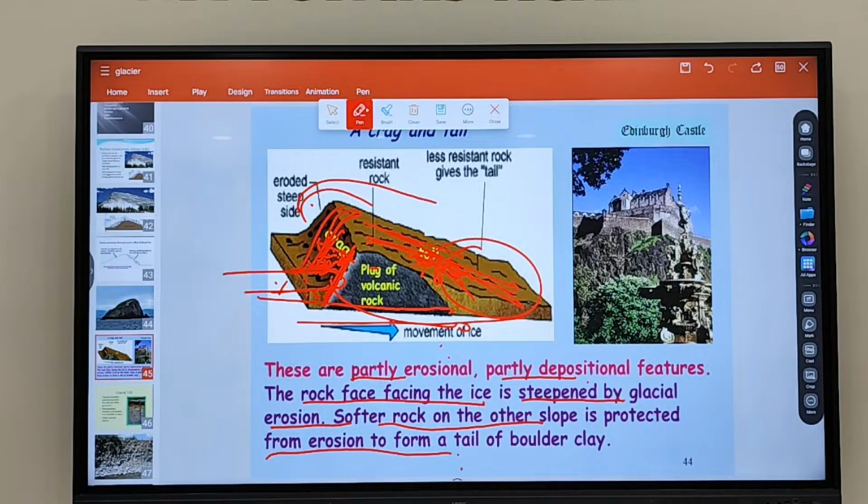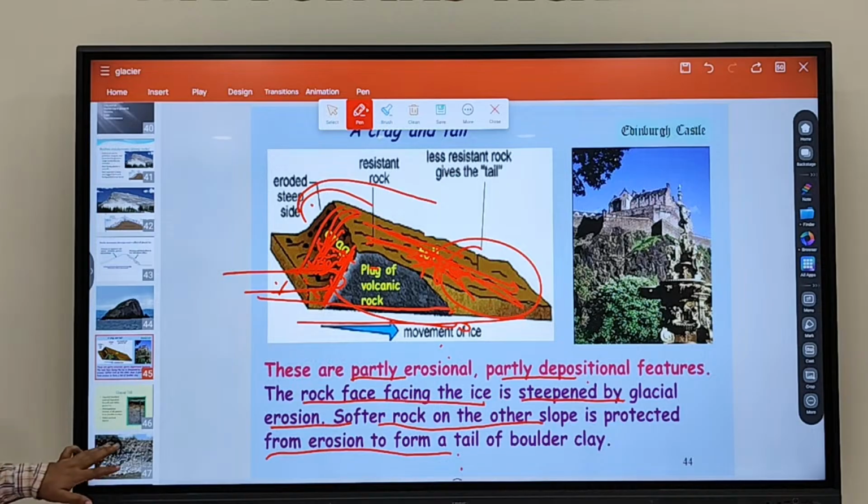So the first you are seeing is a Roche moutonnée. Roche moutonnée is also referred to as which type of rock? Sheep rock. The second you are seeing is what? Crag and tail. Crag and tail is when ice is eroding the harder one, but the softer is protected by the harder rock. Then you see crag and tail formation.